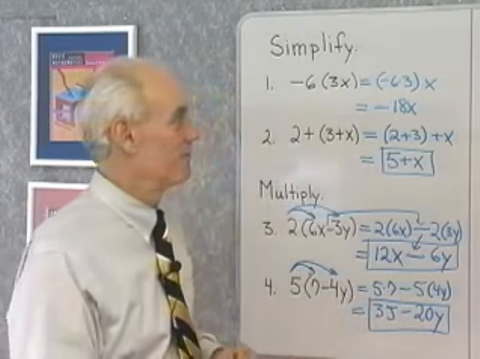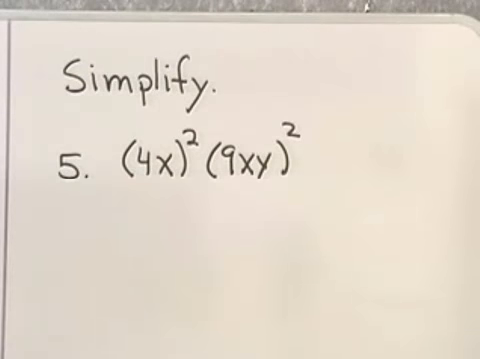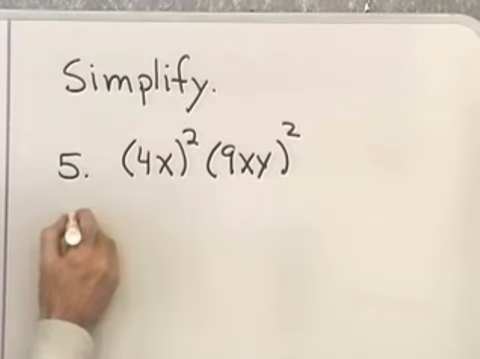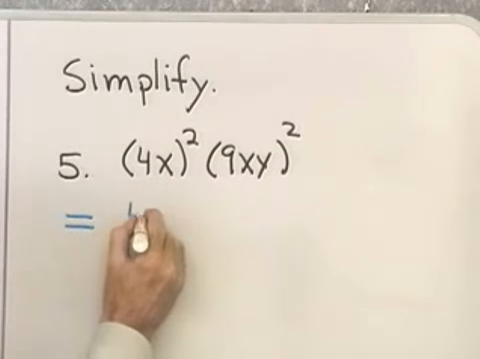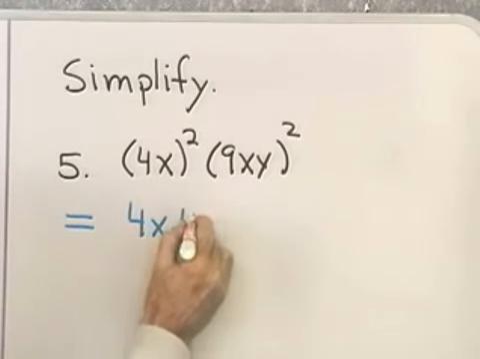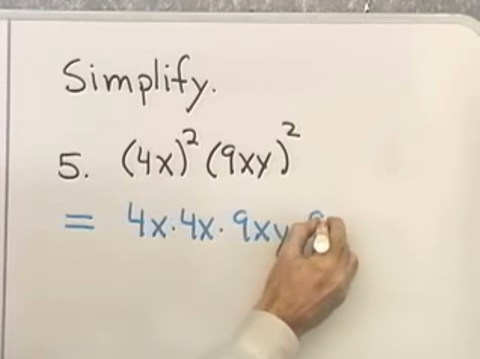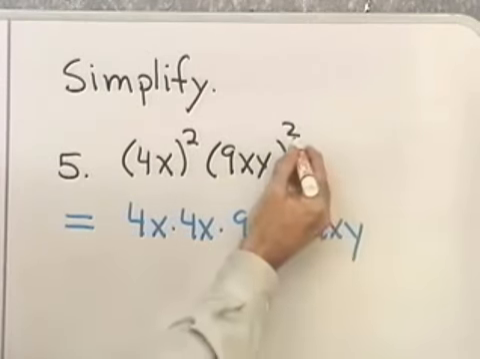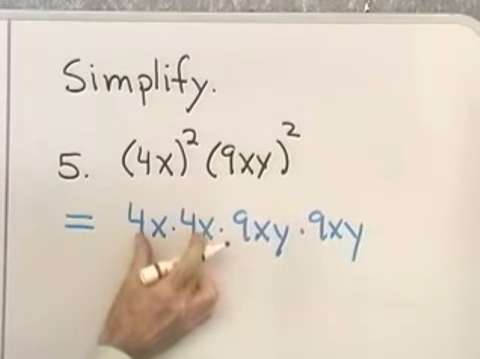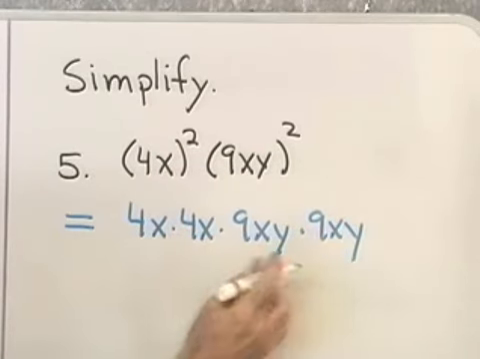Here's our next example. This one involves exponents, and we're going to simply use our definition for exponents to expand each expression. This will be 4x times 4x times 9xy times 9xy. That's what these exponents 2 mean, is to write this down as a factor twice and this as a factor twice.